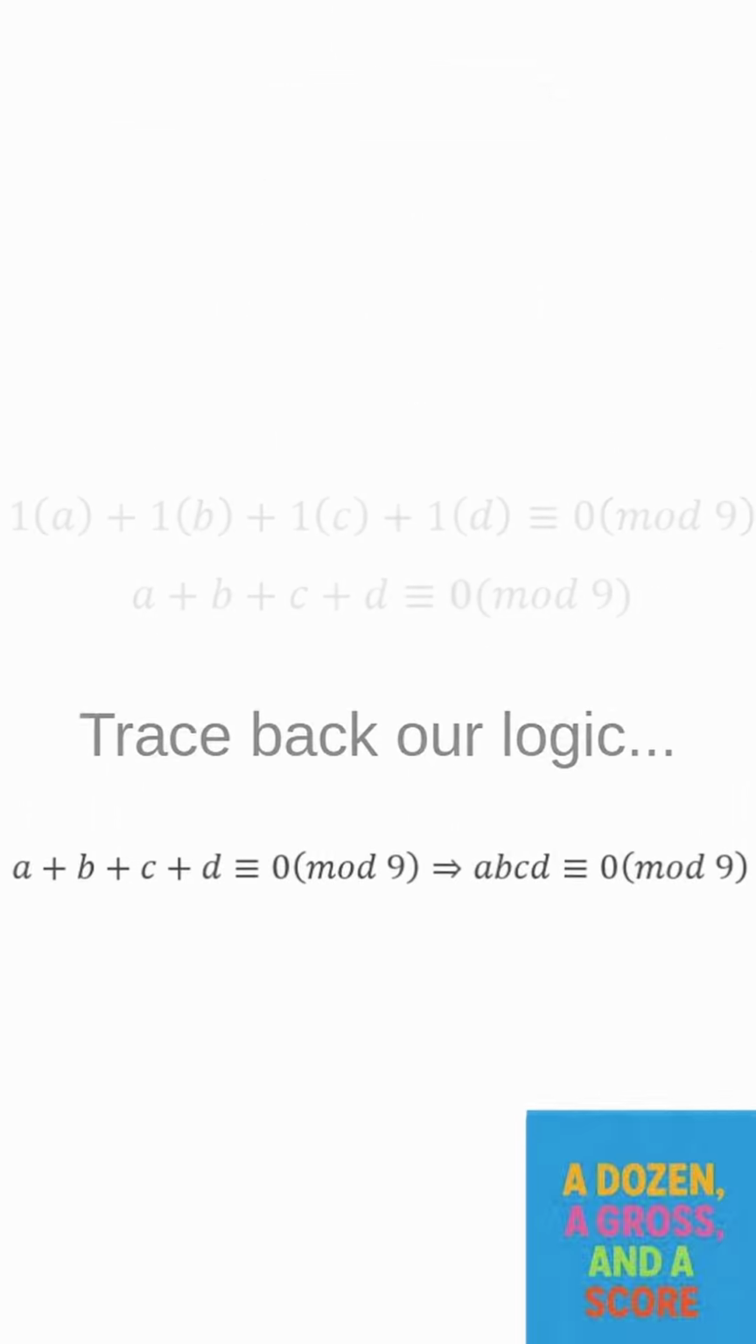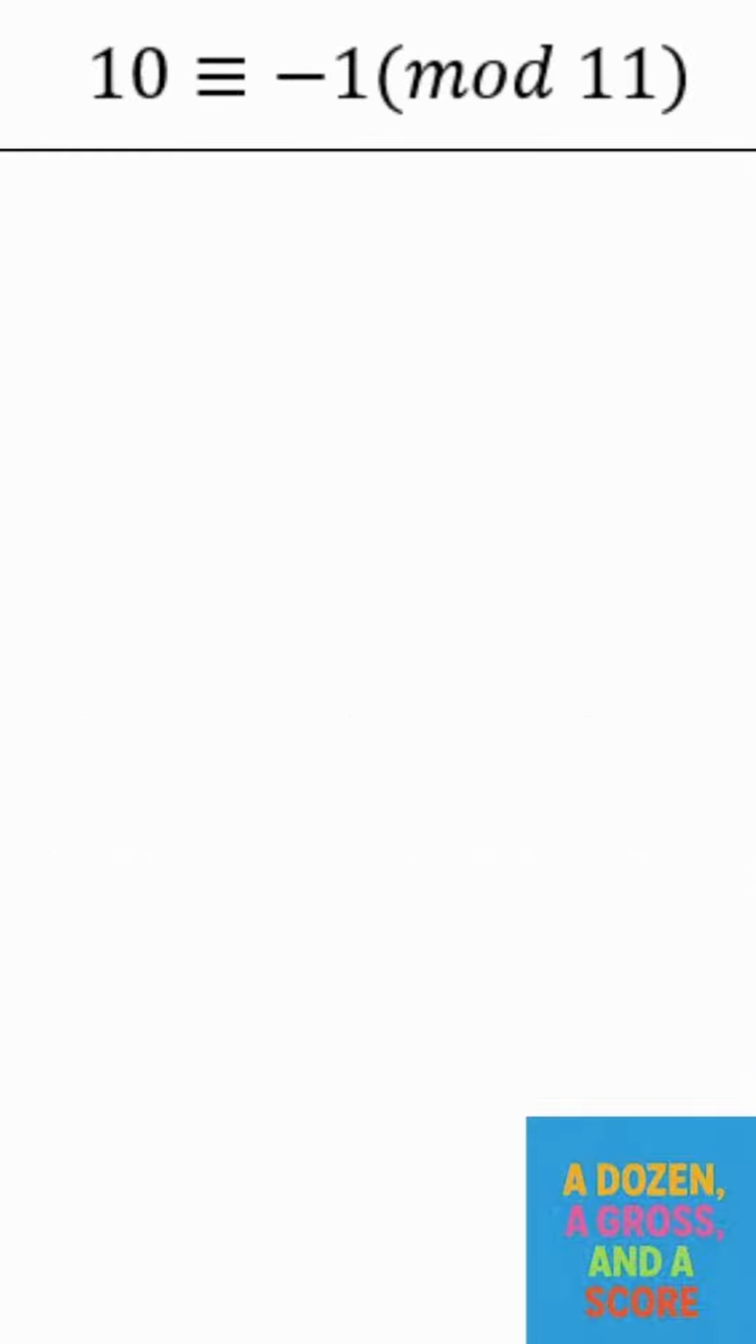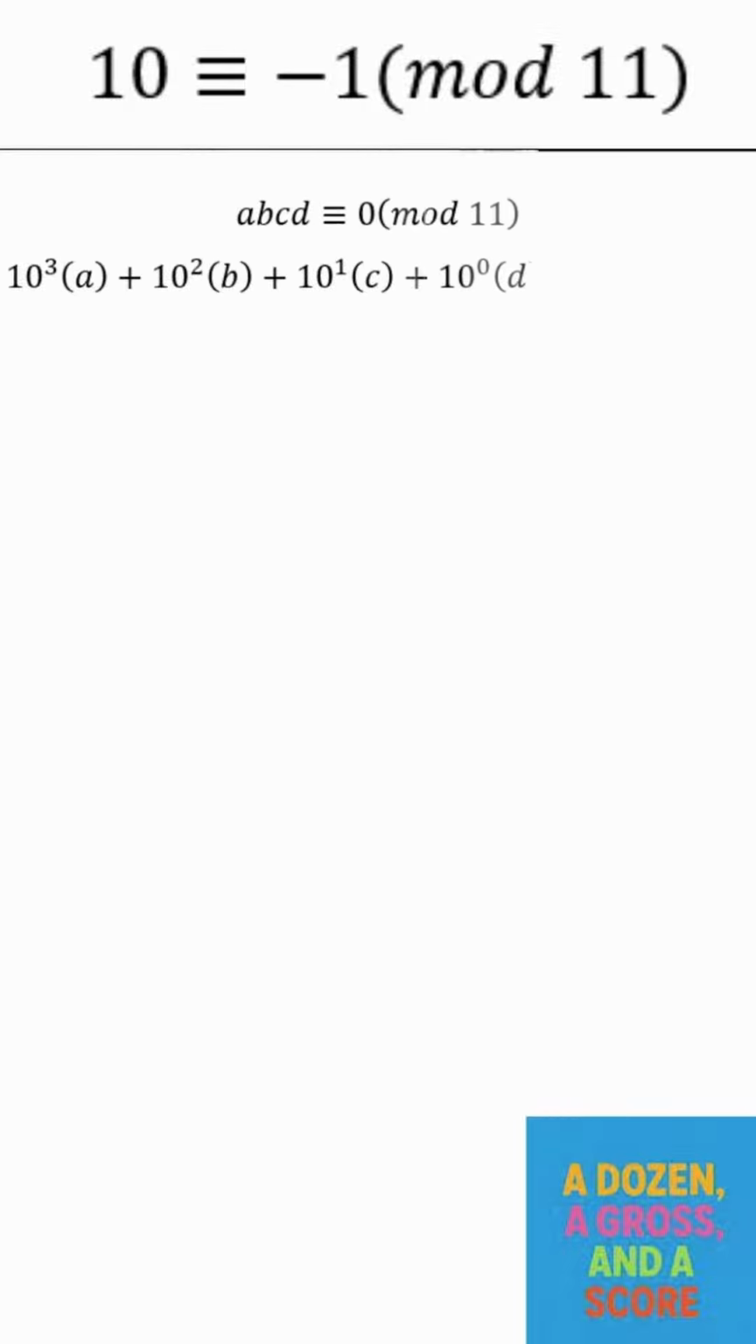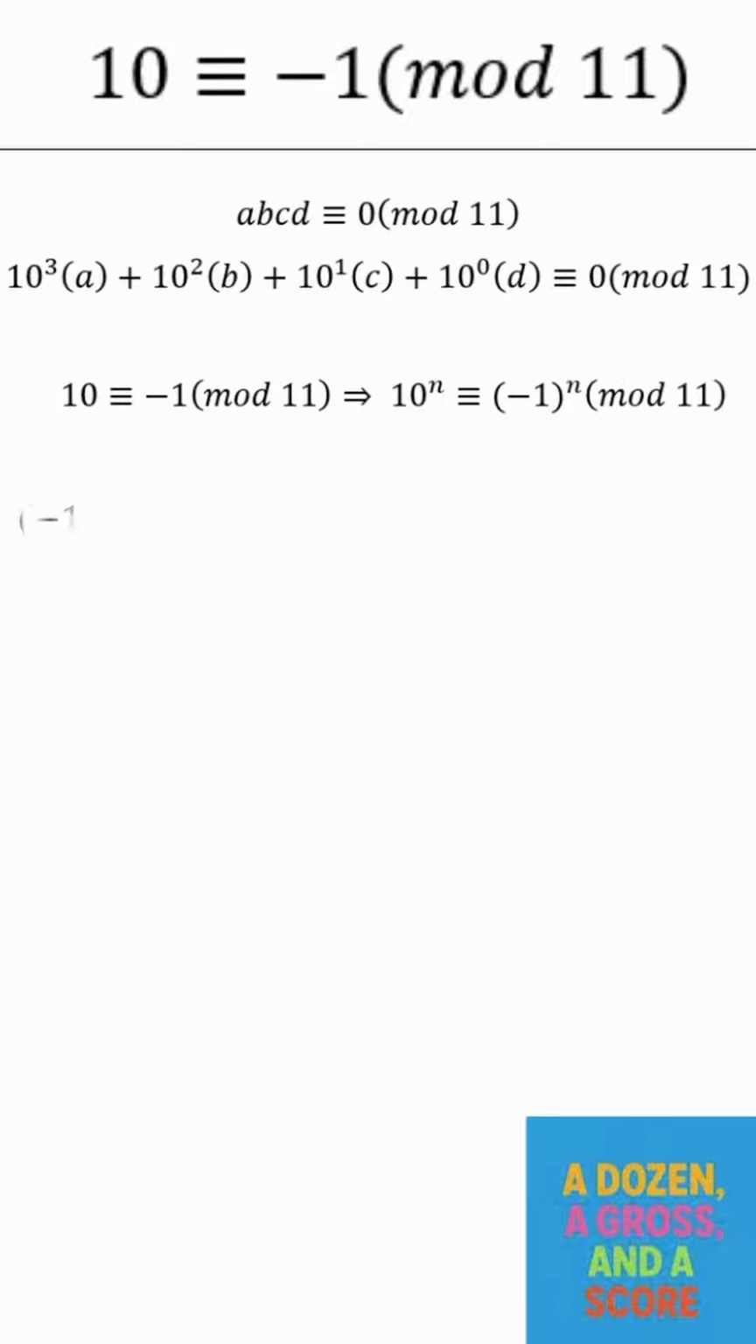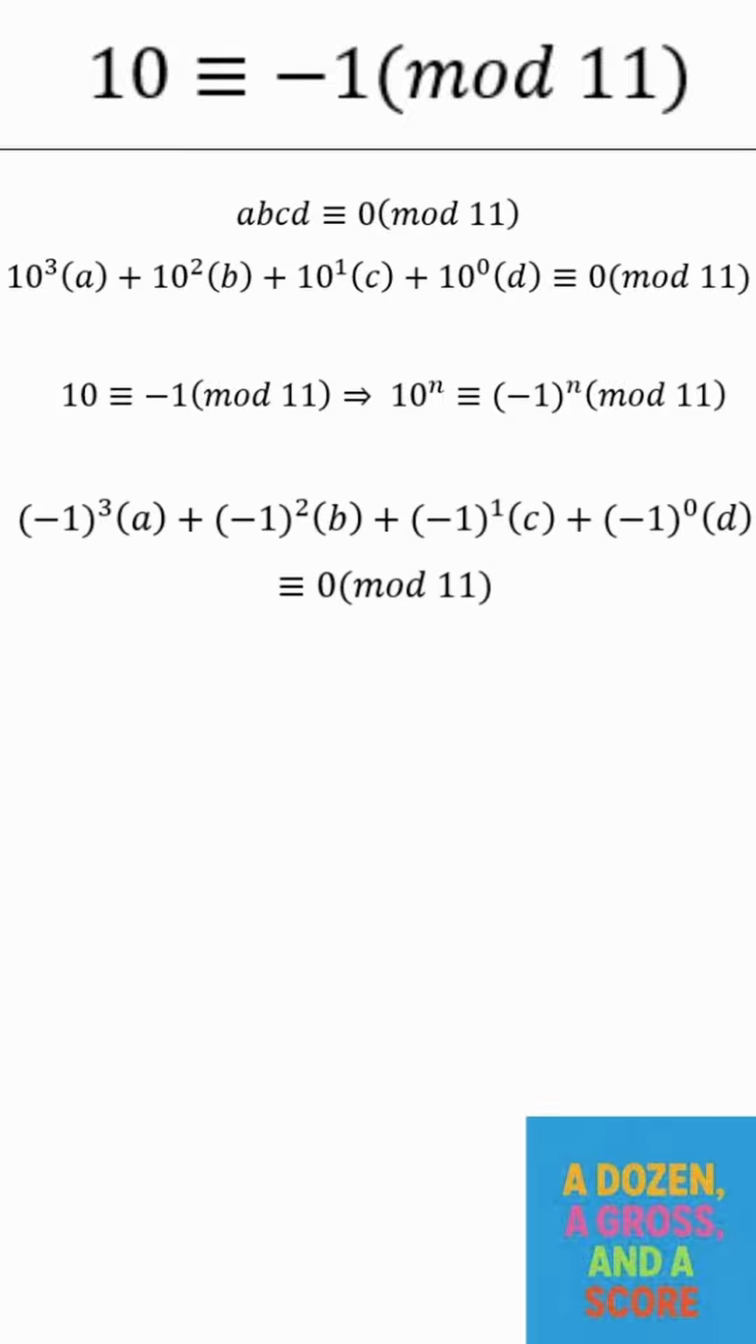We can develop a slightly more interesting trick for divisibility by 11. Remember that congruences may have negative arguments, so in division by 11, 10 and minus 1 have the same remainder. We can again split the number into its powers of 10 and substitute the negative 1 everywhere the 10 is. Negative 1 to some power will be positive when its exponent is even, and negative when its exponent is odd.